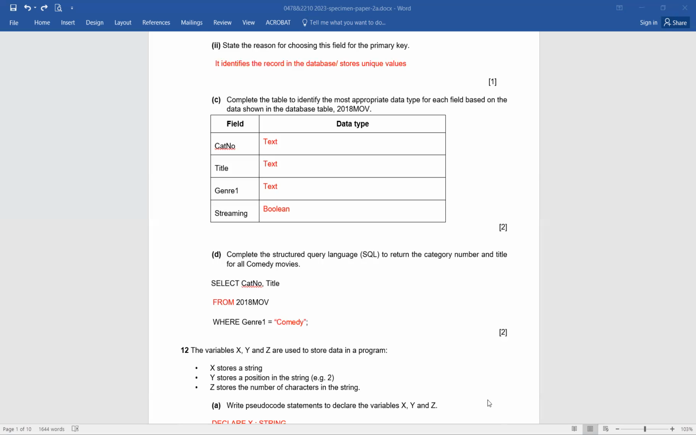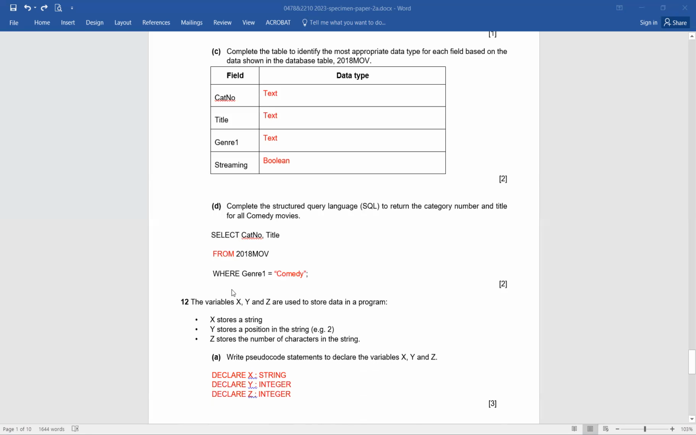Now, I was asked to write pseudocode statements to declare the variables. Please remember, declare means I have to use the keyword declare to declare the variables X, Y, and Z. See, so simple. X stores a string, so I simply wrote declare X : string. Simple. Yes, Ali? Declare Y. Y stores a position in the string, for example, 2. This indicates it's an integer. That's why I wrote declare Y : integer.